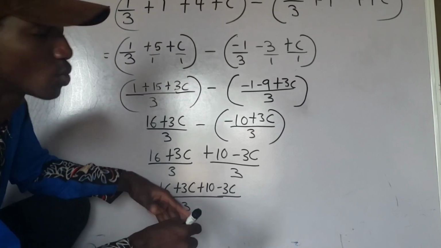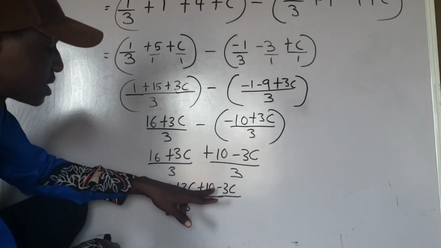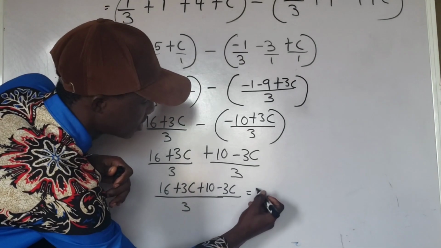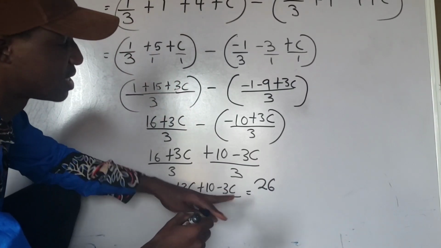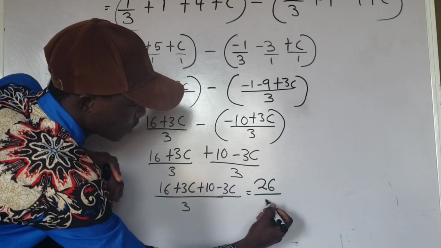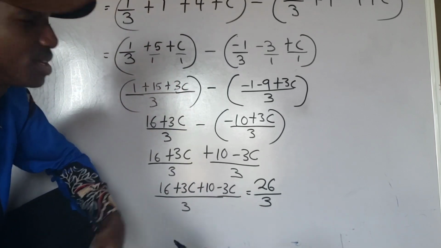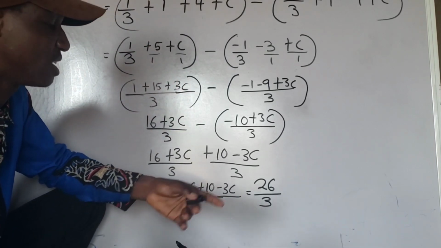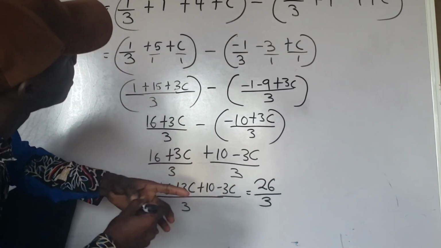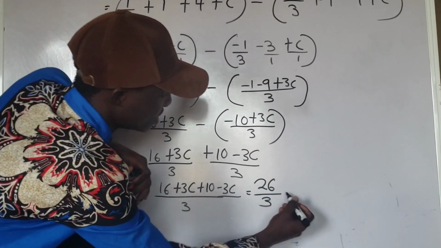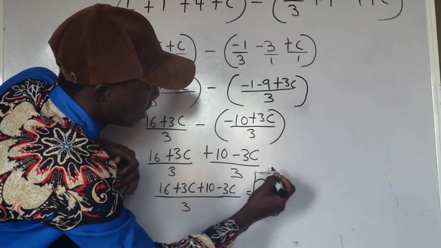Now, the next step is to collect like terms. 16 plus 10 is 26. 3c minus 3c is 0. So I'm left with 26 over 3. Let us leave it as a fraction. So the integration of this, the answer to that question, is 26 over 3.